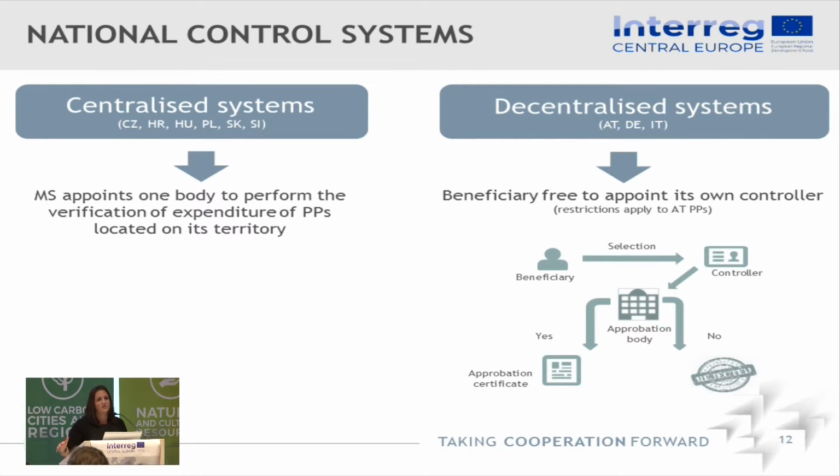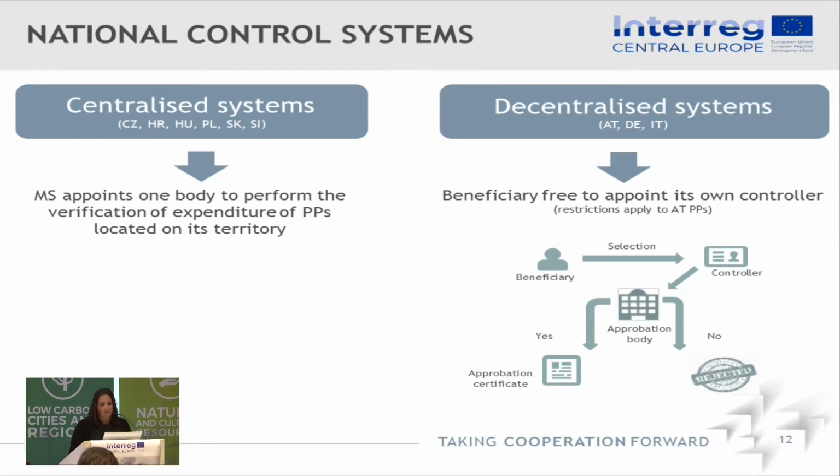Whilst in the other type of system, what we call the decentralized system, where it is Austria, Germany, and Italy, the beneficiary is free to appoint its own controller, with the exception of Austria, because in the case of Austria, restrictions apply. In Austria, you do not choose your own controller, but it's important at this stage to already make contact with your controllers, with the control bodies. It's very important to understand the system. How does it work?